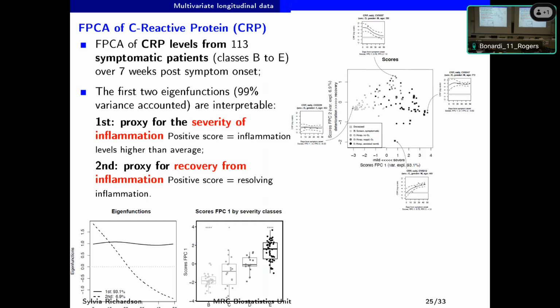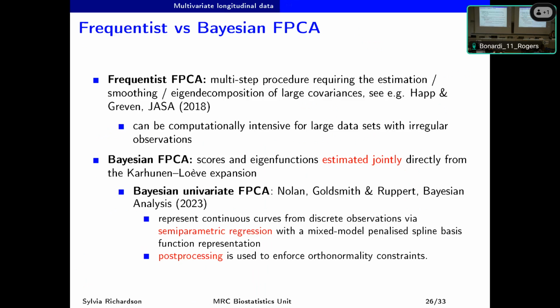Whereas this person goes the other way around, its level of CRP is increasing, probably because, if you're on ventilation, you catch other infections and so on. So basically, things went crazy. So you have all these very noisy trajectories, and you've now got a very nice summary. The first eigenfunction is the level, the second is the recovery. So it's good to be positive, it shows you are recovering, and you could have confidence bands.